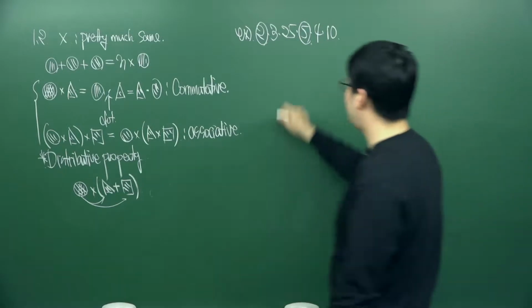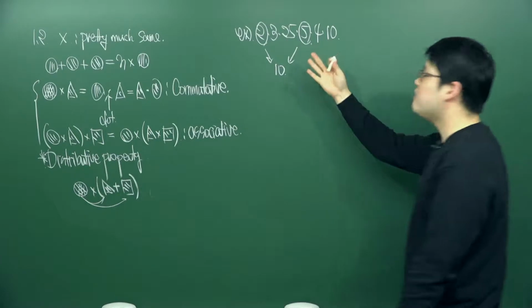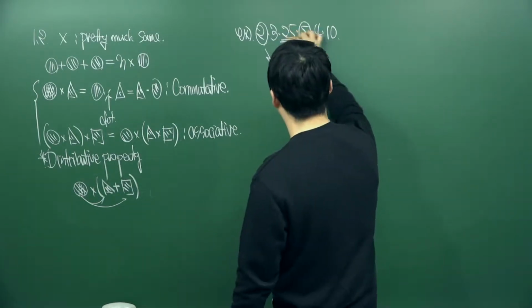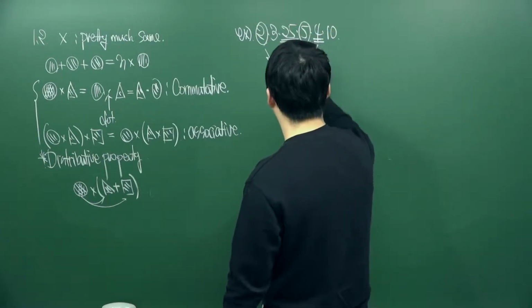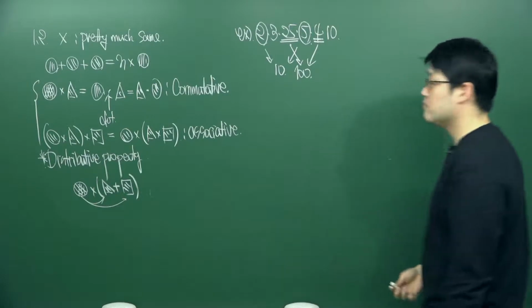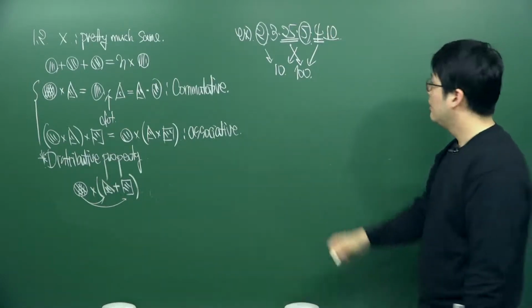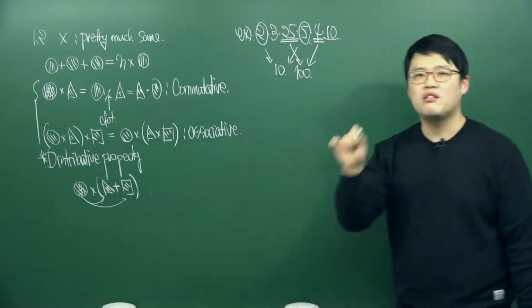That becomes what? That becomes 10. Look at 25 and 4. If you multiply these two numbers together, we get what? We get 100. And also, there's 10. So 3 times 10 times 100 times 10 is going to be 30,000.